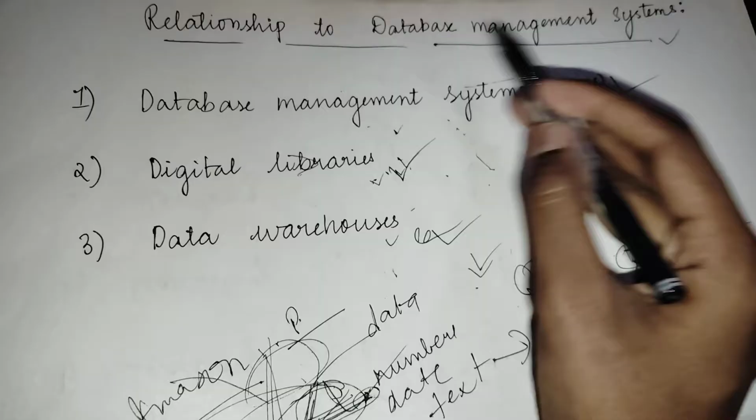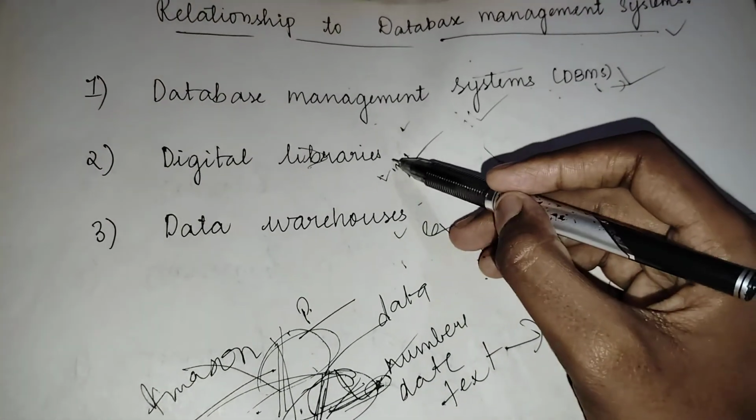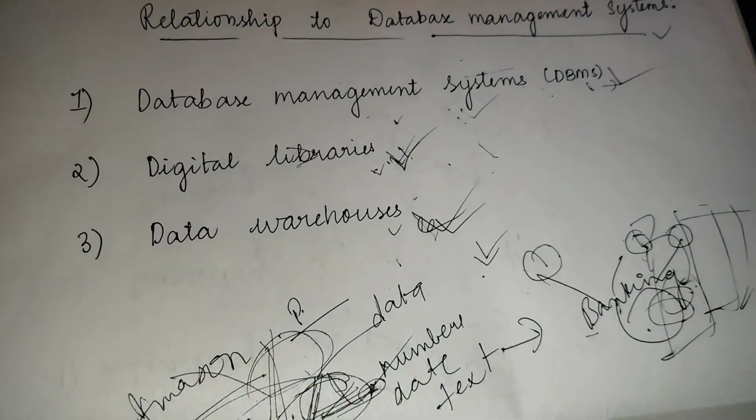Clear with this relationship to database management systems? First one is DBMS, second one is digital libraries, and third one is data warehouses. Hope it is clear.